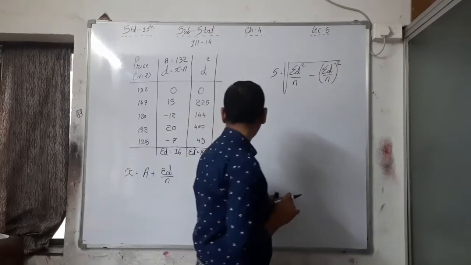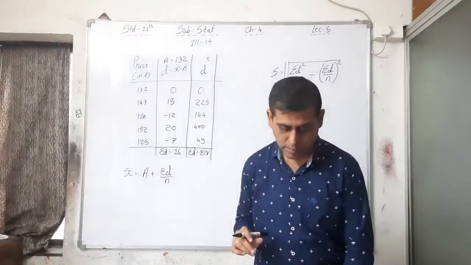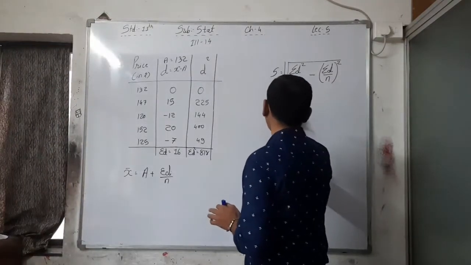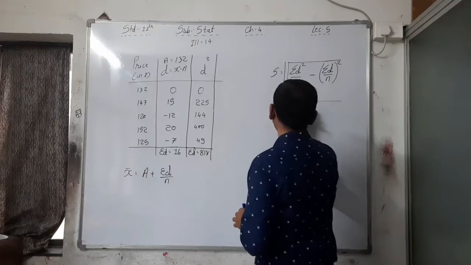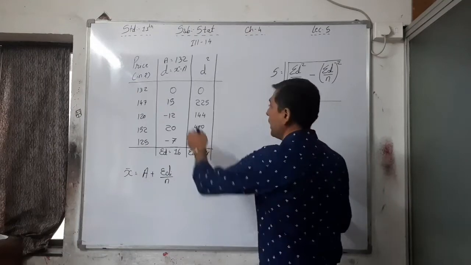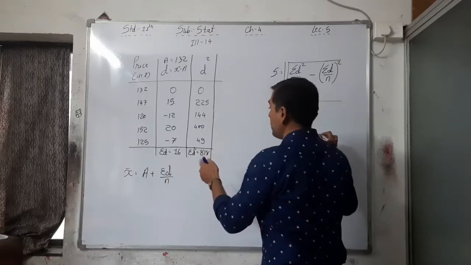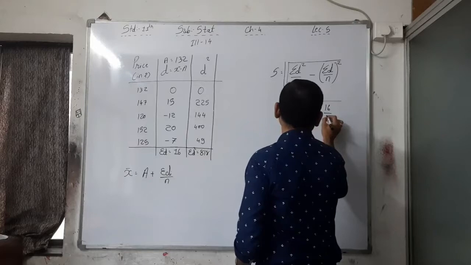818 is the total. Now see, you have to do this by yourself. Please do that. Put the value: sigma d square is 818 divided by n, that is 5, minus sigma d, that is 16, divided by 5.